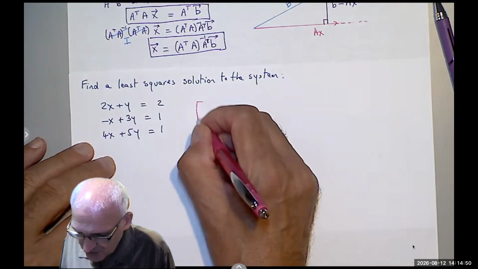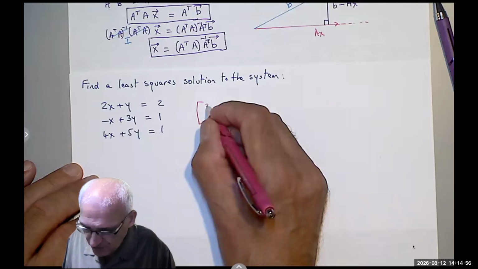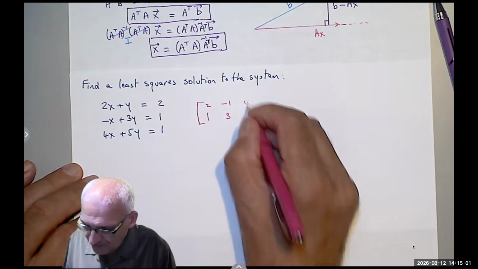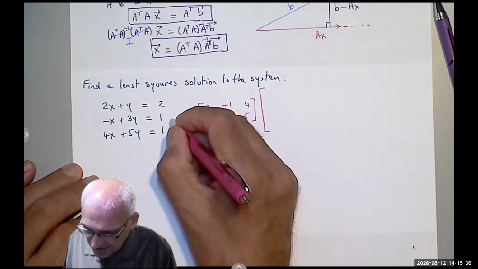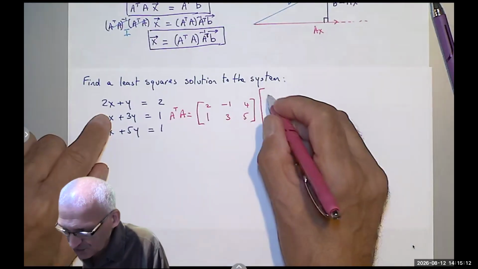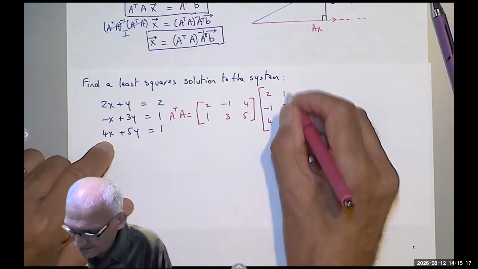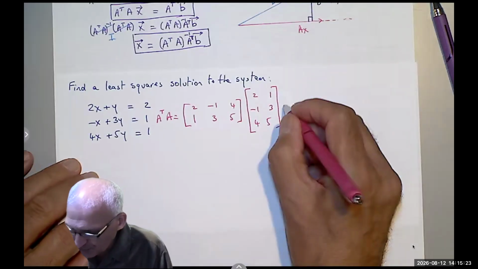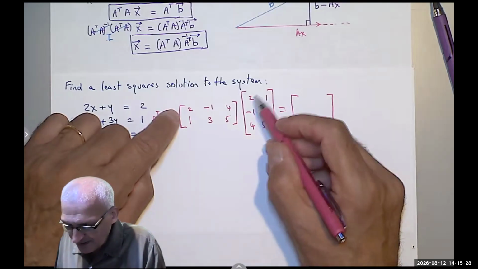So A transpose would be the coefficients of x and y: 2, -1, 4, and 1, 3, 5, times matrix A. So this is A transpose times A. This is a 2 by 3, and this is a 3 by 2, so we end up with a 2 by 2 matrix. To get the first element, we multiply these two.